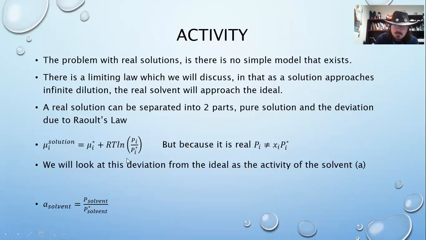So we'll look at this deviation from the ideal as an activity of the solvent. The activity is how it's deviating from the expected mole fraction. So activity is simply P solvent actual divided by P solvent pure, the theoretical pure solvent, which can be measured.